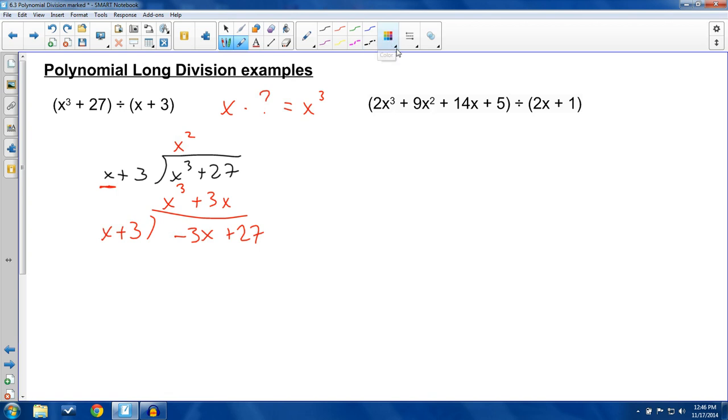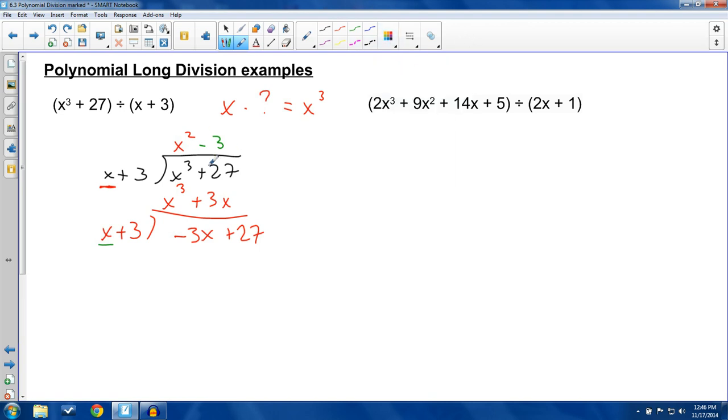Okay, let's check and see how many times x goes into negative 3x squared. That's a negative 3x. I'm sorry, this is 3x squared. Let's do that again.